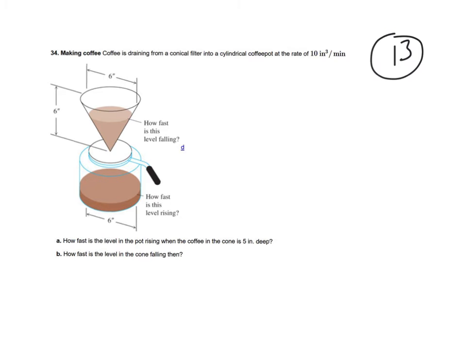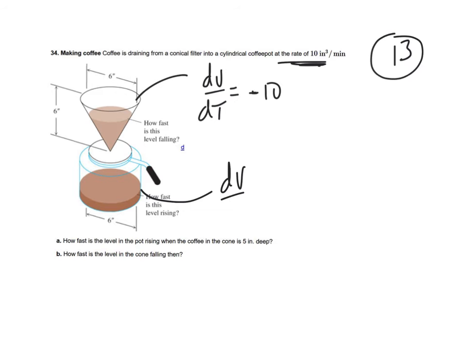So I know that the coffee is draining from this coffee filter at a rate of 10 cubic inches per minute. If I'm doing this from the cone's perspective, the coffee filter, I know that dV dt equals negative 10. If I'm doing this from the coffee pot perspective, dV dt is a positive 10 because it's filling up. Now on the filter, the diameter or the radius and the height are constantly changing. On the coffee pot, the radius isn't changing, but the height is.